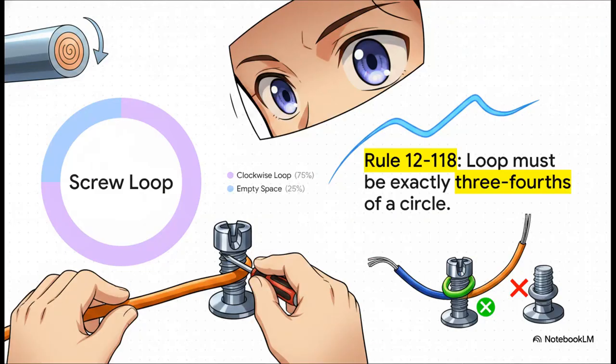Now, if you're terminating an aluminum conductor onto a binding screw terminal, Rule 12-118 Subrule 6 gets very, very specific. You must form the wire in a clockwise direction around the screw, and the loop has to be exactly 3/4 of a complete circle. We do it clockwise so that when you tighten the screw, the torque naturally pulls the wire in tighter, rather than pushing it out. And always remember, just one conductor per screw.